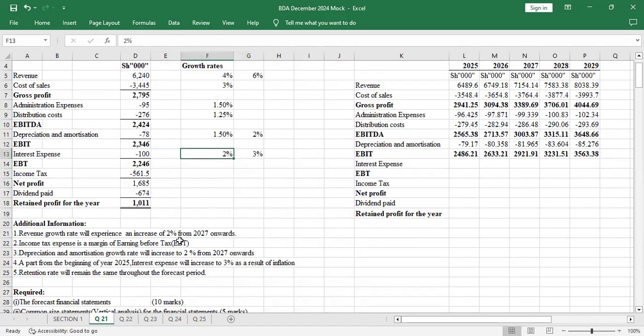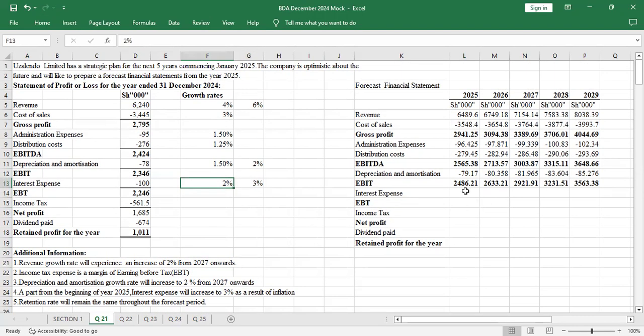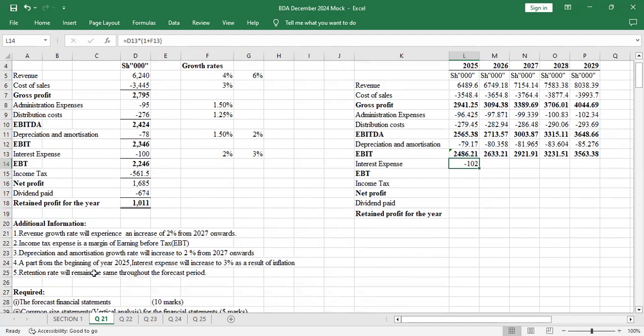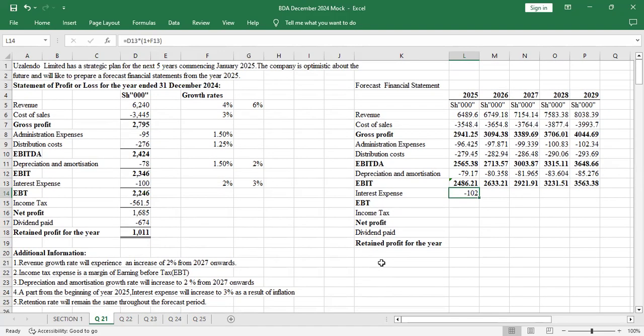But we are told that apart from year 2025. So it means that for 2025, the interest expense will use the 2% as the forecast. So we take that, then we multiply by bracket 1 plus the growth rate, which is 2% for 2025. That's the only year that we had a growth rate of 2%. So we are told apart from beginning of year 2025, the interest expense will increase to 3% as a result of inflation. So it means that from 2026 to 2029, we'll now use 3%.